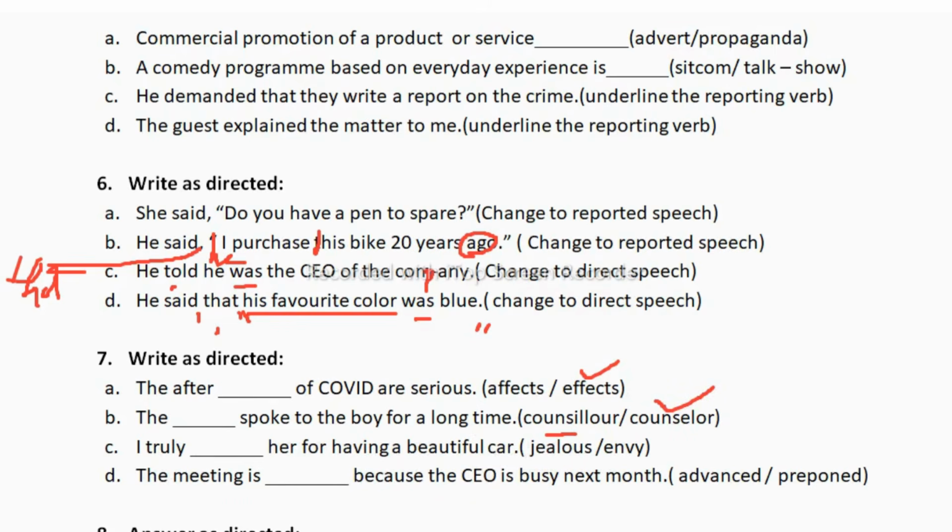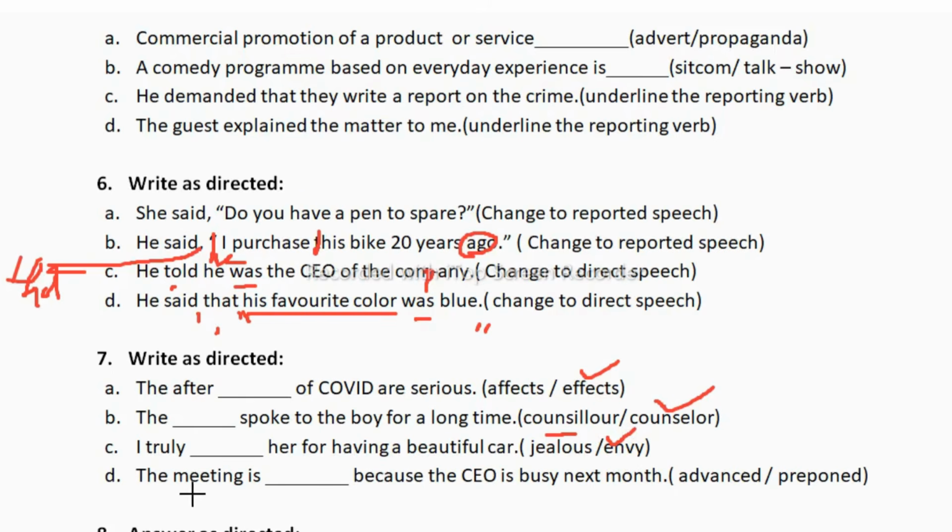Next, I truly dash her for having a beautiful car. Jealous or envy? What is the correct answer for this? Now, again, see the meaning first of all. So here, students, people consider envy and jealous both as synonyms, but actually they have distinct meanings. Envy is a painful feeling of wanting what someone else has, like attributes or position, whatever. And if you are jealous, you feel threatened or protective or fearful of losing one's position or situation. So here, you should use envy, because of the painful feeling of wanting what someone else has.